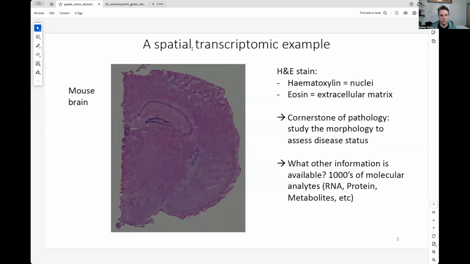As a very simple example, here is a spatial transcriptomic data set from a mouse brain, which you see on the left, and this is an H&E stain. So it's hematoxylin, which stains the nuclei, and eosin, which stains the extracellular matrix. For a very long time, this has been the cornerstone of pathology, and it really helps you to study morphology and to assess disease status. However, there is so much more information that is encoded in the cells that are part of the mouse brain. And so what is available? There is literally RNA, protein, metabolites, and how can we capture that?